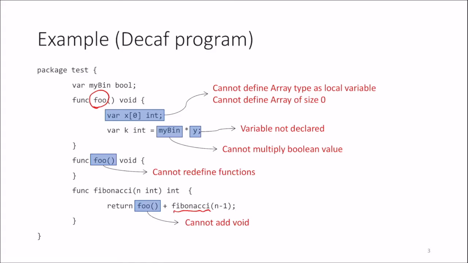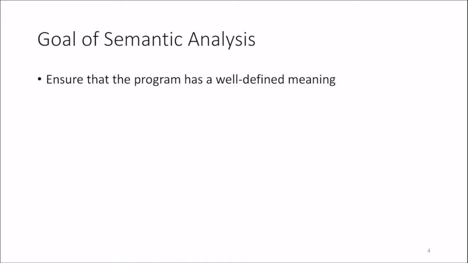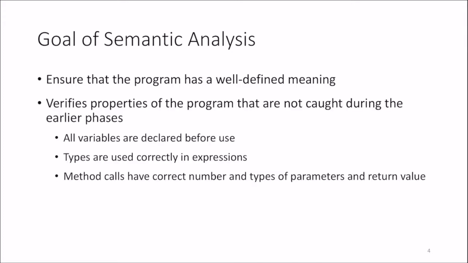So in all of these cases, we need to know about the identifiers. We need to know what their types are so that we can catch these types of semantic errors. Finally, there is no main function in this program. We need to catch that as well. We need to have some entry point into a decaf program. So what's the goal of semantic analysis? It is very simple. It has to ensure that the program has a well-defined meaning, and we need to verify various properties of the program that are not caught during the earlier phases of lexing and parsing.